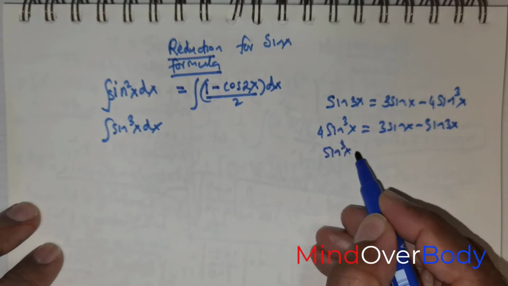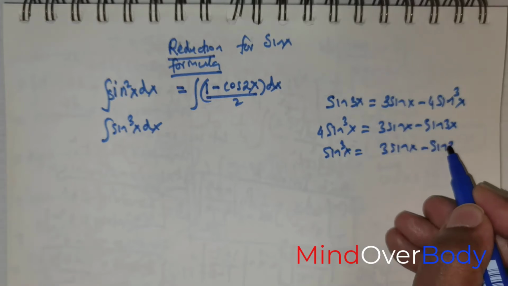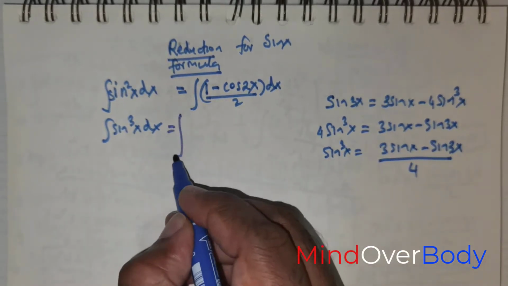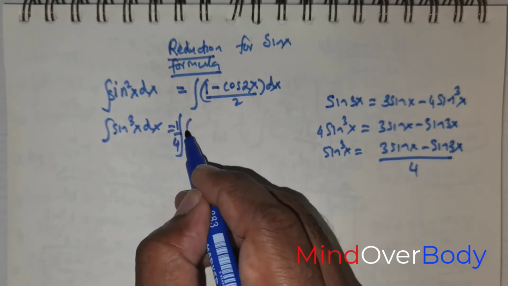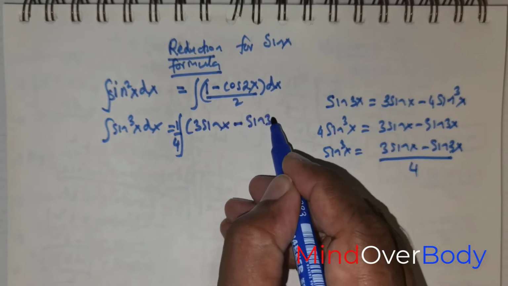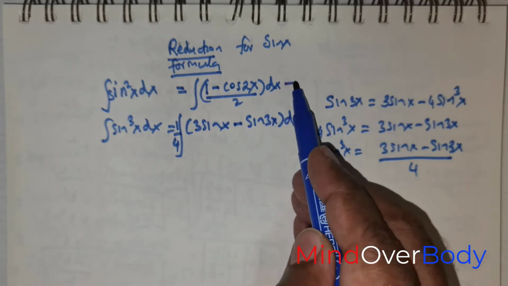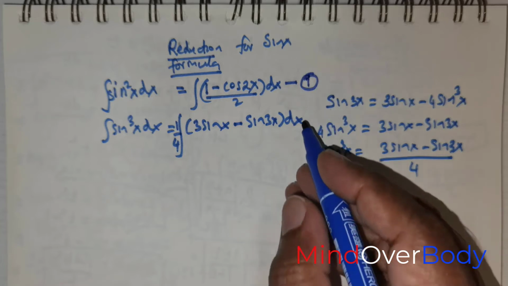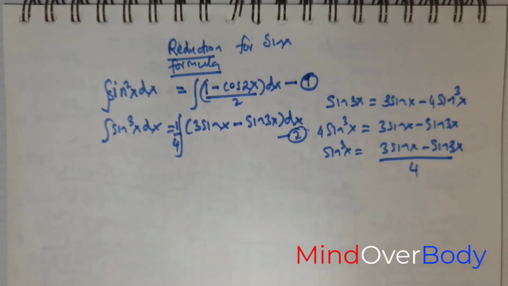So therefore sine cubed x is (3 sine x − sine 3x)/4. And then I can substitute that over here. So this is going to be 1/4 times the integral of (3 sine x − sine 3x) dx. So this is easy to integrate, as also this quantity which we see here is easy to integrate. So 1 is achievable, 2 is achievable because of the reduction.